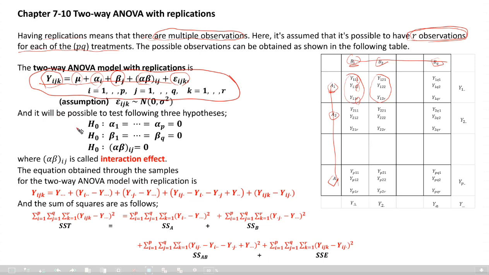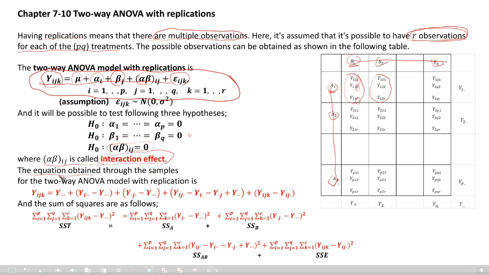And we can test three hypotheses. First, alpha 1 through alpha p equal to 0, no treatment effect of factor A. Second, beta 1 through beta q equal to 0, no treatment effect of factor B. And third, alpha beta ij equal to 0, no interaction effect. This one is called the interaction effect. Do you know what the interaction effect is? I'm going to explain the interaction effect later, not now.